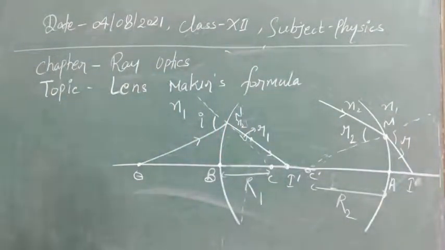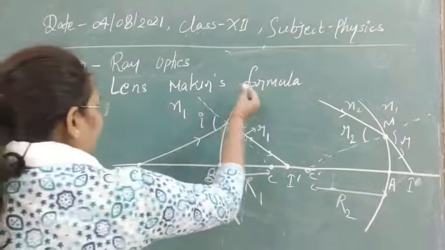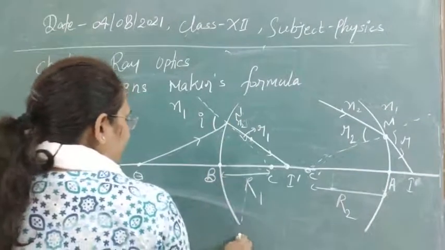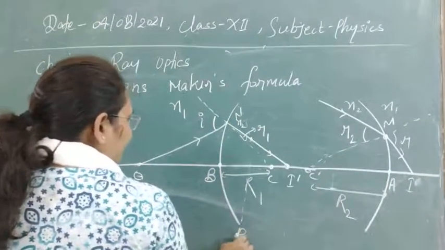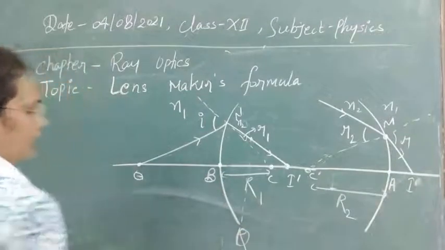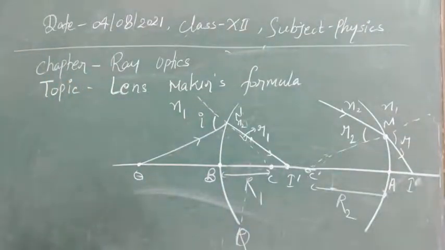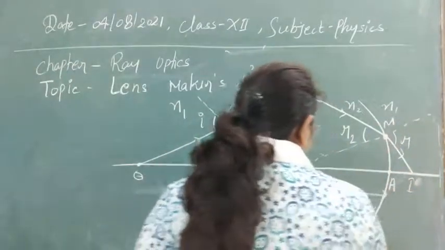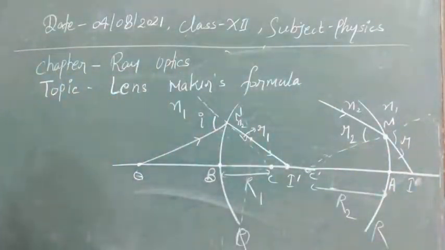So for the first spherical surface, if I give the name to it, suppose this is our NB, P we can also write it. So this is NBP or NBQ, you can also write, as P is given for the pole, and also here this is MA, this is suppose R we have, so NAR.